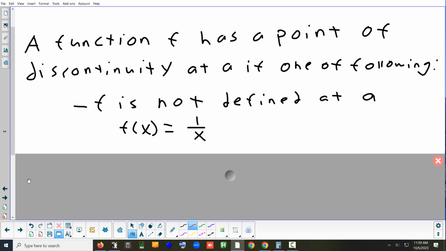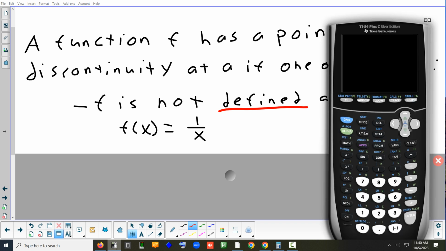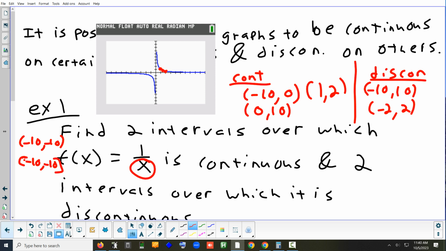So there's different ways that you can have a graph that is discontinuous. One way is that you end up with a graph that if you try to plug a certain number in, it would cause you to divide by 0. Dividing by 0 always causes a discontinuity in your graph. Always. And you saw what it looked like earlier. It looks kind of like that. The two pieces of the graph don't connect.